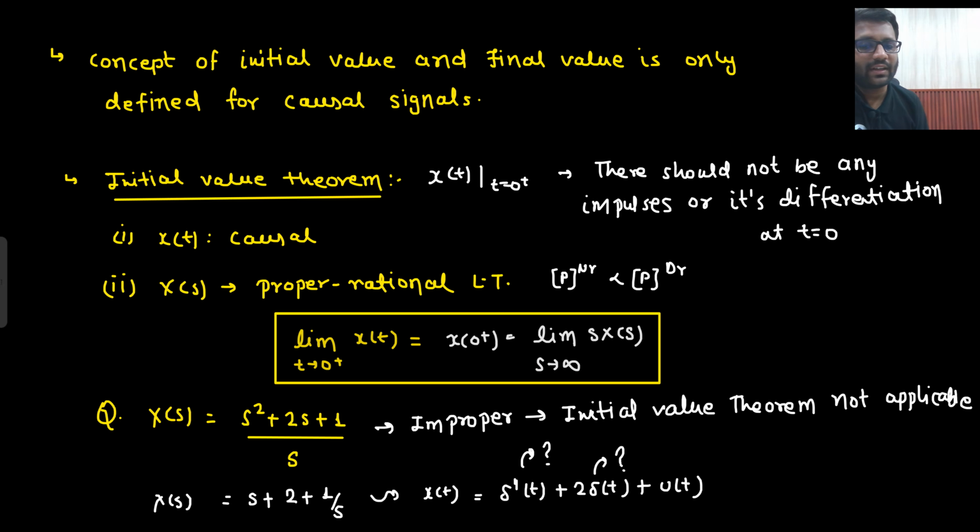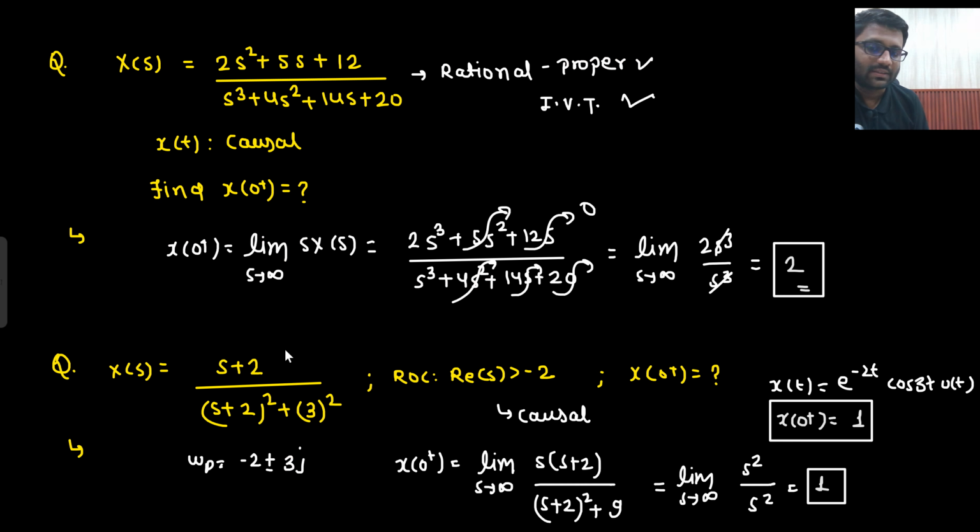So here only one condition is there, that this x of s should be rational and proper. So it should be rational as well, along with that it should be proper as well. Why rational? Because let's just say on the upper side there is e to the power s divided by s plus 1. So the meaning of 0 plus has been lost, no? E to the power s, what is the meaning of e to the power s?